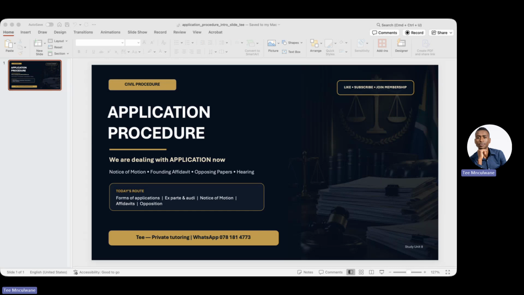And the most important practical point is, in application proceedings, your papers are your case. If the facts are not in the affidavits, they are not properly before the court. So guys, when you think of application procedure, think of a paper trail. The court is not listening to witnesses. The court is reading your documents. That means your notice of motion must be clear. Your affidavits must be complete. Your annexures must support your story, and your procedure must be correct.